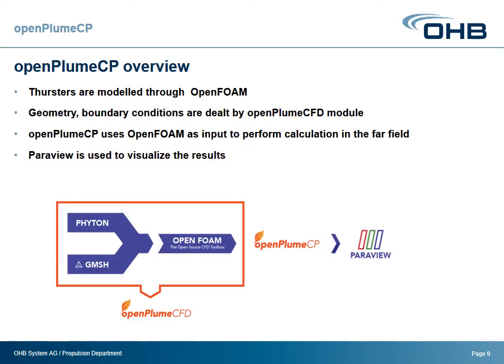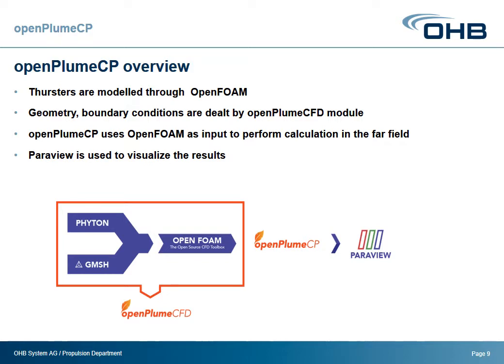So the thrusters, as I said, we model that with OpenFOAM. So we have the geometry and boundary conditions that we put in OpenFOAM. And OpenFOAM users are maybe familiar with this, but it's usually a tedious task to really have the simulation stable in OpenFOAM. So what we did is we developed an OpenPlume CFD extra module that controls the inputs of OpenFOAM, prepares everything for the simulation, and then takes the output from OpenFOAM and injects it in OpenPlume CP. That OpenPlume CP then does the job and makes the extrapolation of the far field.